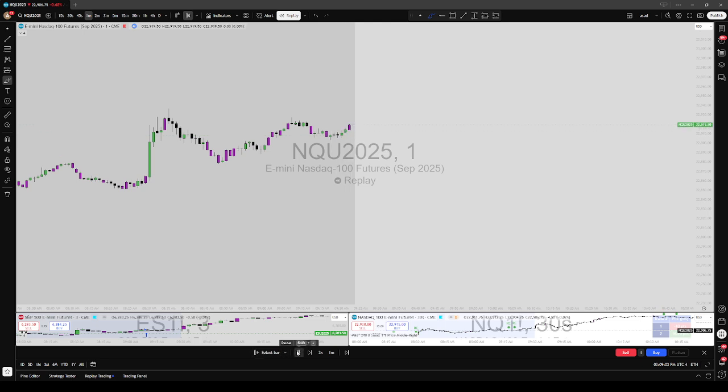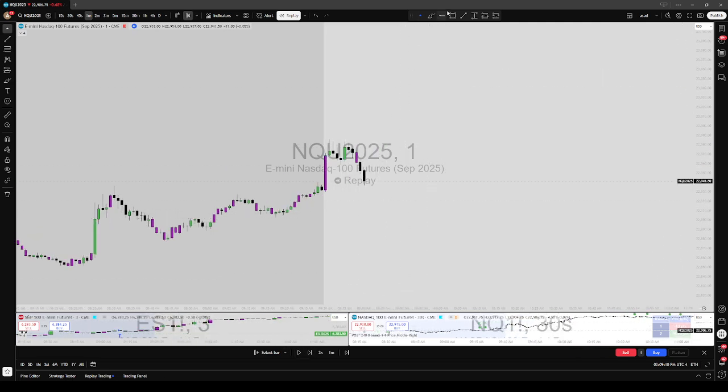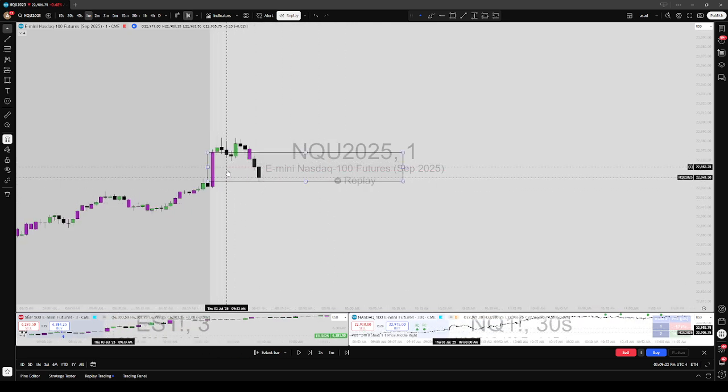Let me show you guys. So we pump right there, right? The first thing you want to do is identify the fair value gap that you have. Identifying a fair value gap is a high probability A plus. So we have a fair value gap right there, right? Check, step number one done.